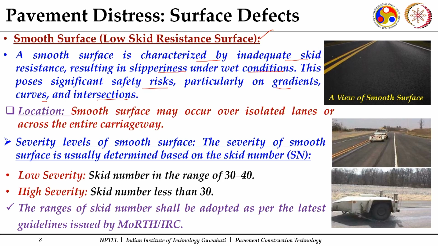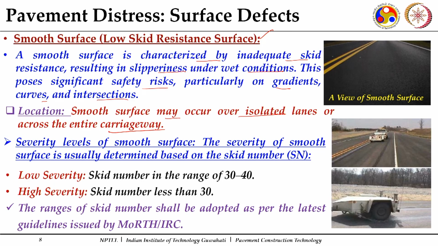So, a smooth surface may occur over isolated lanes or across the entire carriageway. Again, many times these distresses take place in the lanes which are subjected to heavy axle loads or slow moving traffic, especially heavy vehicles, which move at a slower speed compared to passenger cars or light motor vehicles. So, those lanes which accommodate the movement of heavier vehicles, usually you will experience these distresses on those lanes, but in India usually lane pattern is currently not followed.